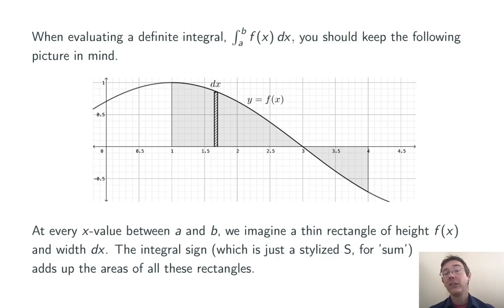So when you see the integral from a to b of f of x dx, you want to think of that integral sign as adding up the areas of all those rectangles. The notation for that integral sign is actually just a stylized S. It stands for sum. It's literally doing this Riemann sum with a limit for you.